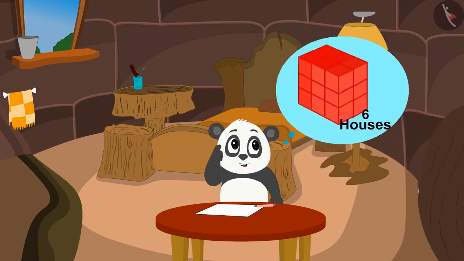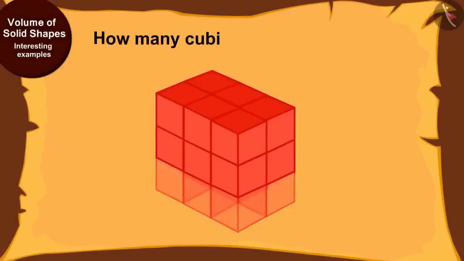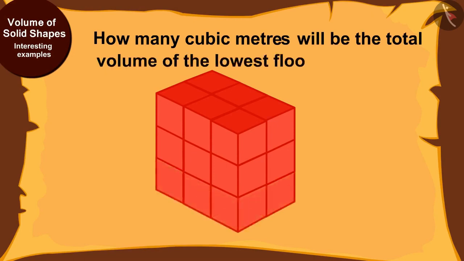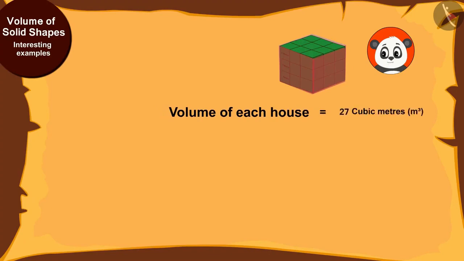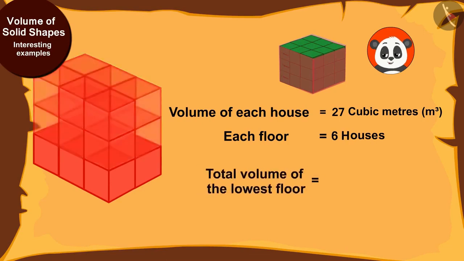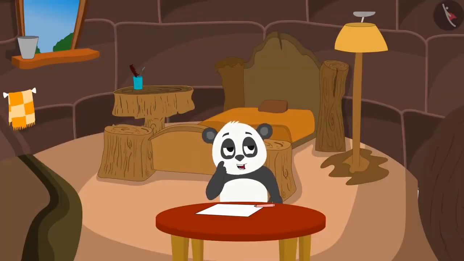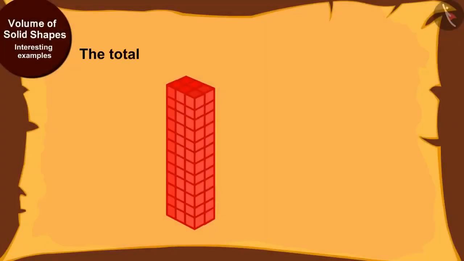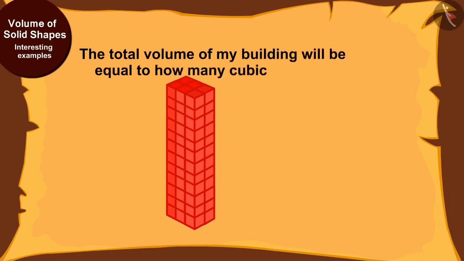If I build 6 houses on each floor of the building, how many cubic meters will be the total volume of the lowest floor? The volume of each house is equal to 27 cubic meters, and there are 6 such houses on each floor. This will mean the total volume of the lowest floor will be 6 times 27, that is 162 cubic meters. And if I make 12 floors in my building, the total volume of my building will be equal to how many cubic meters? Kids, can you help Golu find the answer to this question? Find the answer quickly by stopping the video.